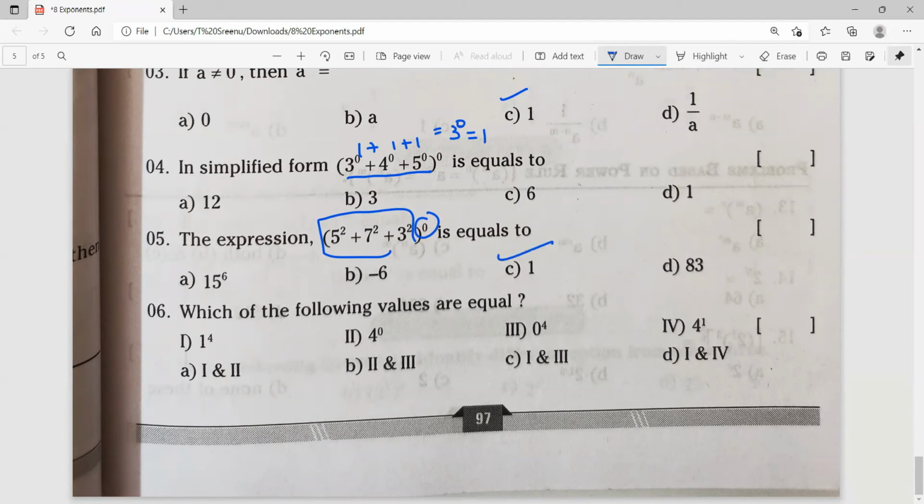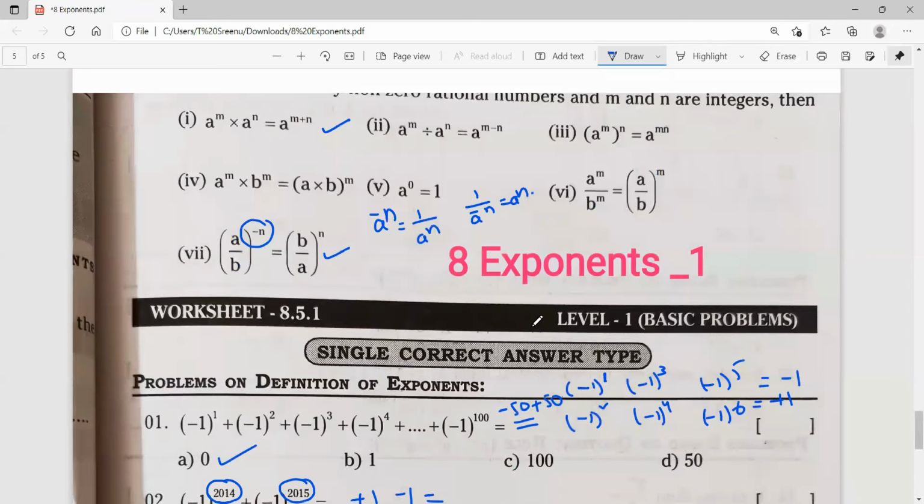Which of the following values are equal? See, 1 power 4 is 1, 4 power 0 is 1, 0 power 4 is 0. So which are equal here? 1 and 2, sir. Okay, very good. So next page.